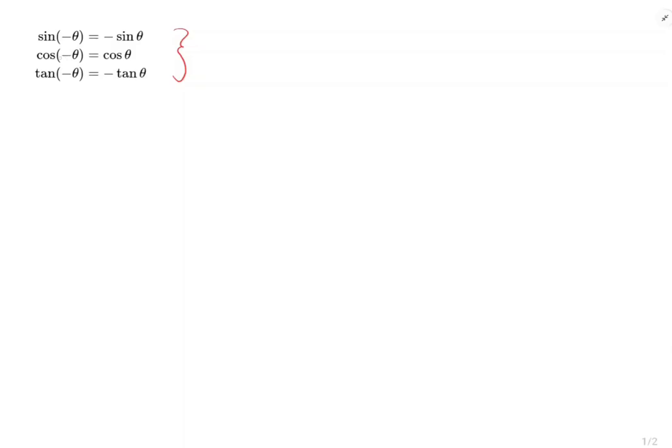With a negative angle of a cos, when you take it from negative to positive, it's going to be positive cos. With a negative angle of a tan, when you take it from a negative angle to a positive angle, the negative is going to be in front of tan, which is fine, which is bearable.